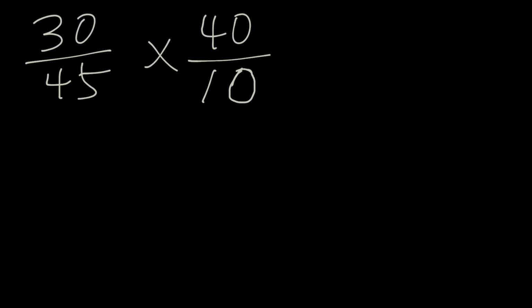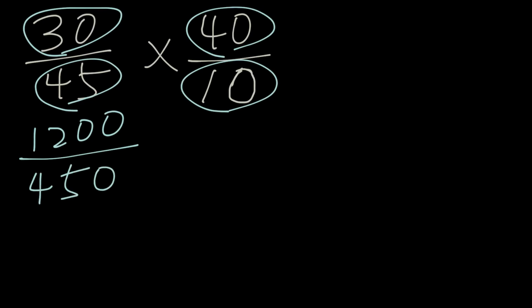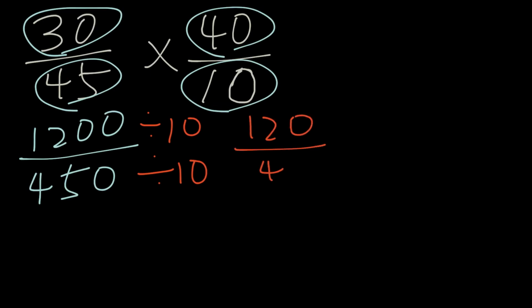Now let's take a look at the same question, but without simplifying. If we were simply to take 30 times 40, we would have 1200. And if we take 45 times 10, we will have 450. Now this looks like a big number to simplify after, so it would take multiple steps to simplify to the final answer. The numerator can divide by 10, denominator by 10, then we will have 120 over 45.